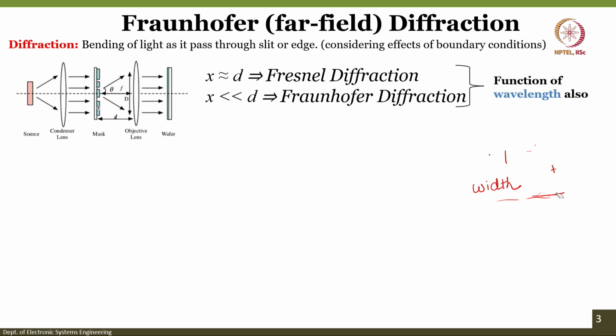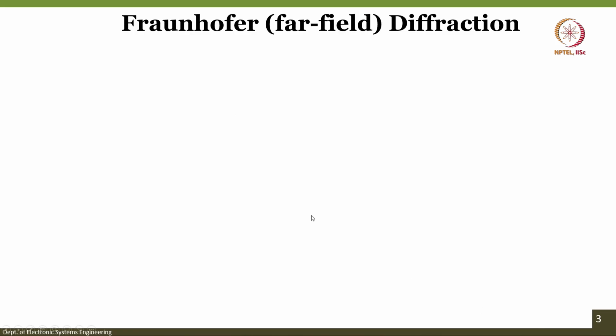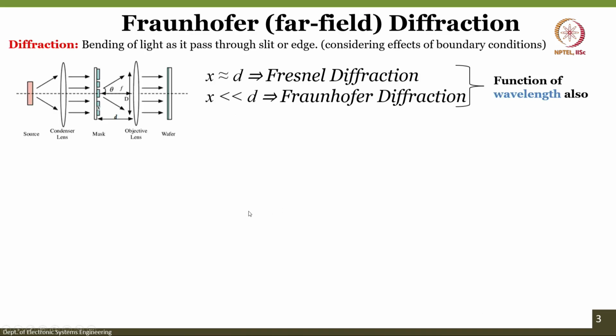In this scenario, your space width is X, whereas the distance between the lens and mask is small d. So, again I want all of you to stop the video and check which particular criteria is applicable here in this case.